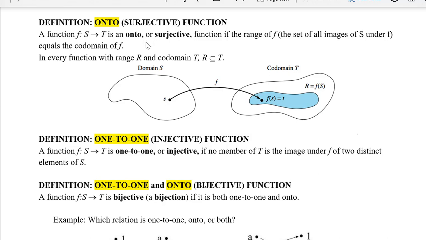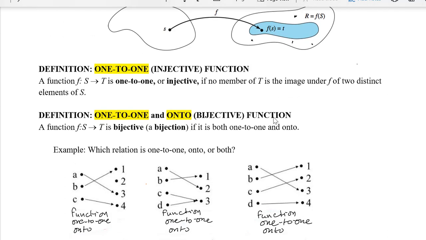First let's go over surjective, which is onto. A function f from S to T is an onto function if the range, and remember what I said before about the range, is the exact value, and the codomain is all possible values of outputs. When you take the function and you find an output, the exact values are the range and all possible values are the codomain. For a function to be onto, the range and codomain must be exact.